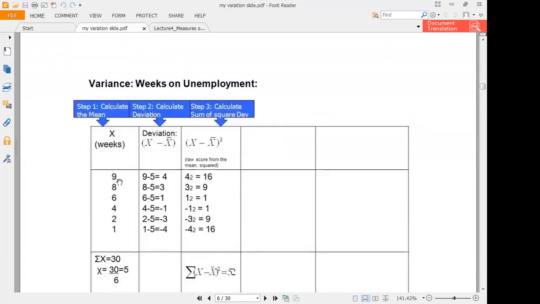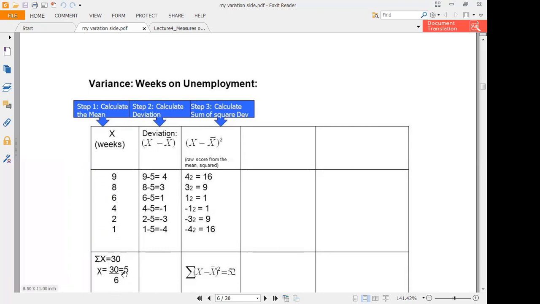This is all the data sets I have: 9, 8, 6, 4, 2, 1. So I sum everything together, I will get 30. That's my summation x. After getting 30, I can see 1, 2, 3, 4, 5, 6. I have 6 data sets here. In that case, 30 divided by 6 will give me 5. Remember, that is the formula for calculating the mean. So I've just gotten my mean here. So my mean here is 5.